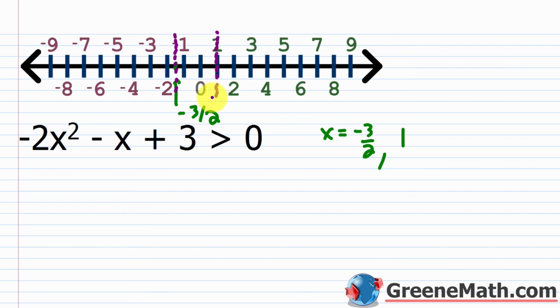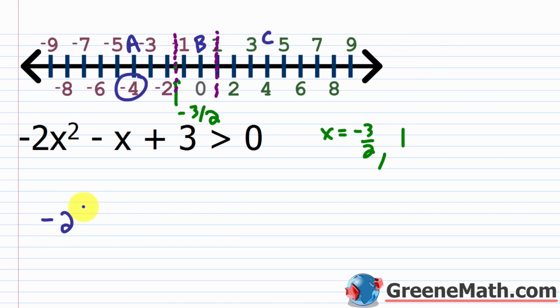So anything to the left of negative 3 halves, I'm going to call that interval A. Anything between negative 3 halves and positive 1, I'll call that interval B. And anything larger than positive 1, I'll call that interval C. Okay, so in interval A, let me just choose negative 4.